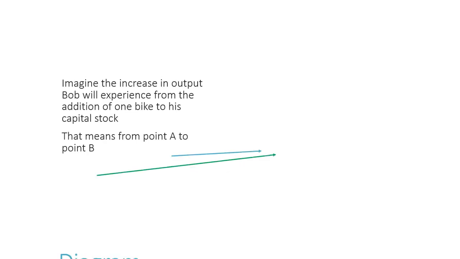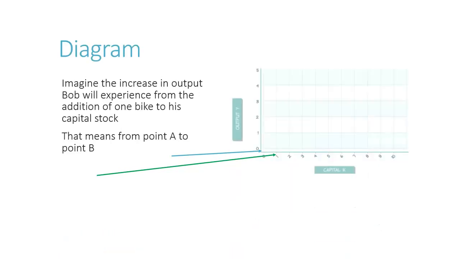Imagine the increase in output Bob will experience from the addition of one bike to his capital stock. That means from point A to point B. So here it is. This arrow shows A and this arrow shows B. Point A shows the beginning of his output, and point B shows the beginning of his capital. Once you see the next diagram, you'll see how much it goes up or down.